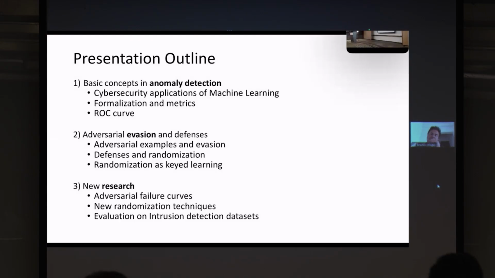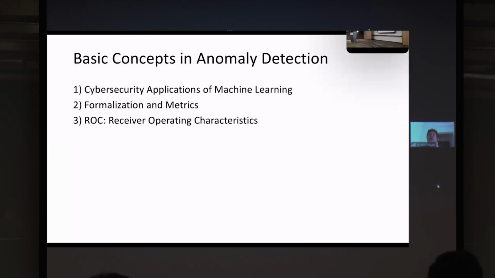And then in the final part, I will present some of the research work we are doing in this area. We propose a new metric called adversarial failure curves. I will explain you what is it and why we introduce it. And some new randomization technique that we evaluate, and they perform better than the state of the art. So let me start talking about the basic concept.